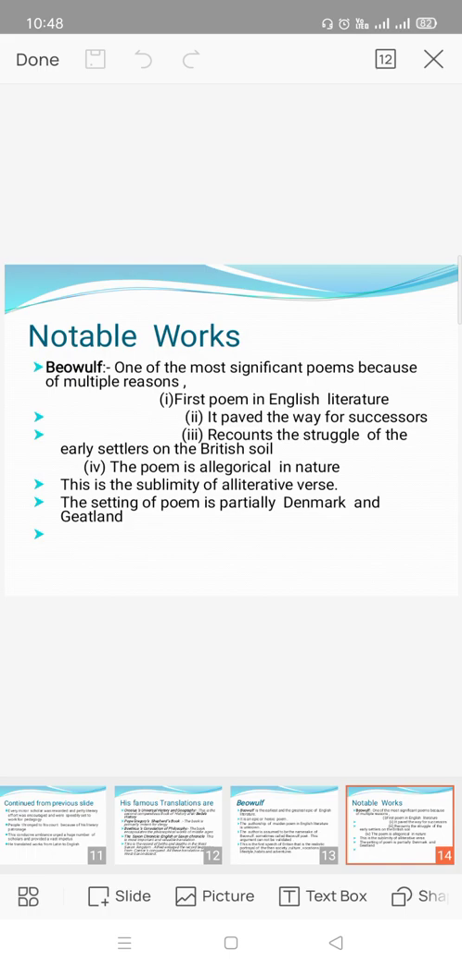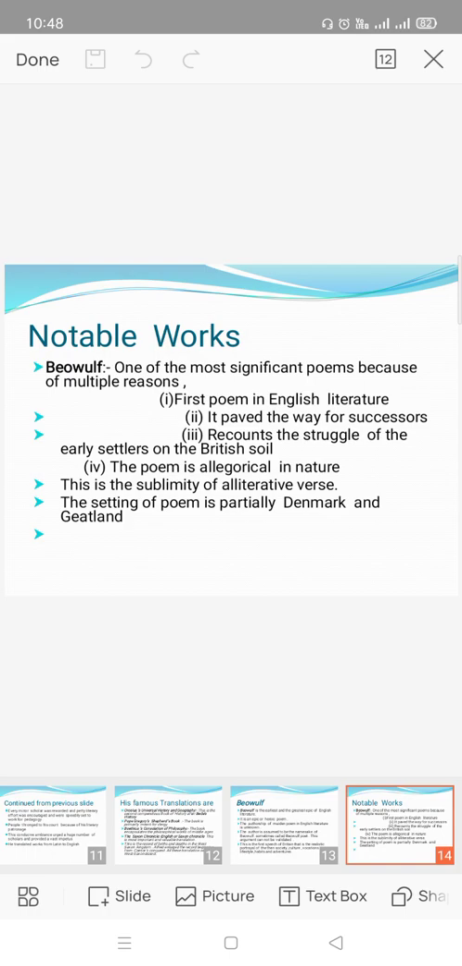In modern times, allegory, we have Animal Farm by George Orwell. This is the sublimity of the alliterative verse. The poem has been written in alliterative verse because English was not refined at the time. It was in its earliest stage.